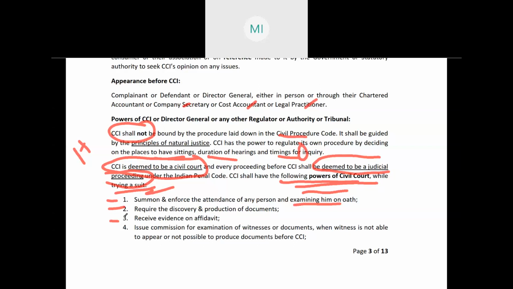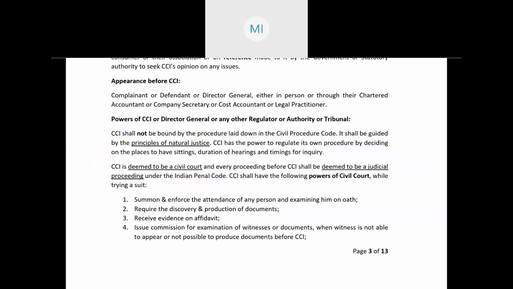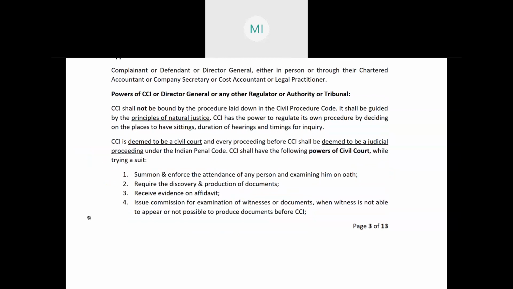Then if they are not able to come in person, or if they are not able to submit any document as evidence, in that case they can issue a commission for examining the witness or documents. This is very, very important, so read it as many times as possible. If they ask you any question which you don't know the answer to, you can straight away start writing what the objectives of the Competition Act are and what the powers of the Competition Commission are. Mostly, it will be right.